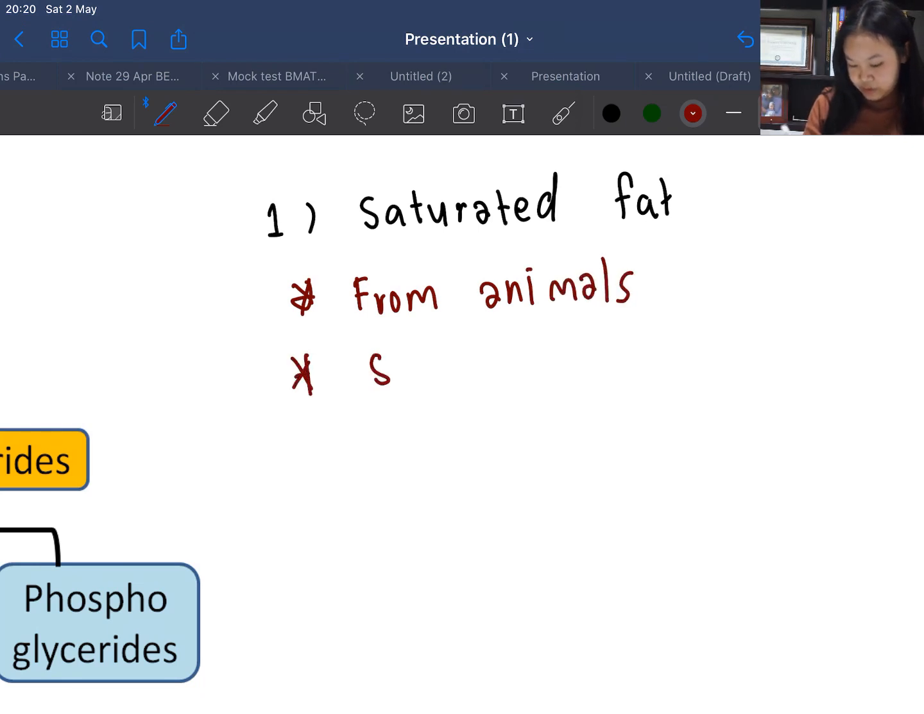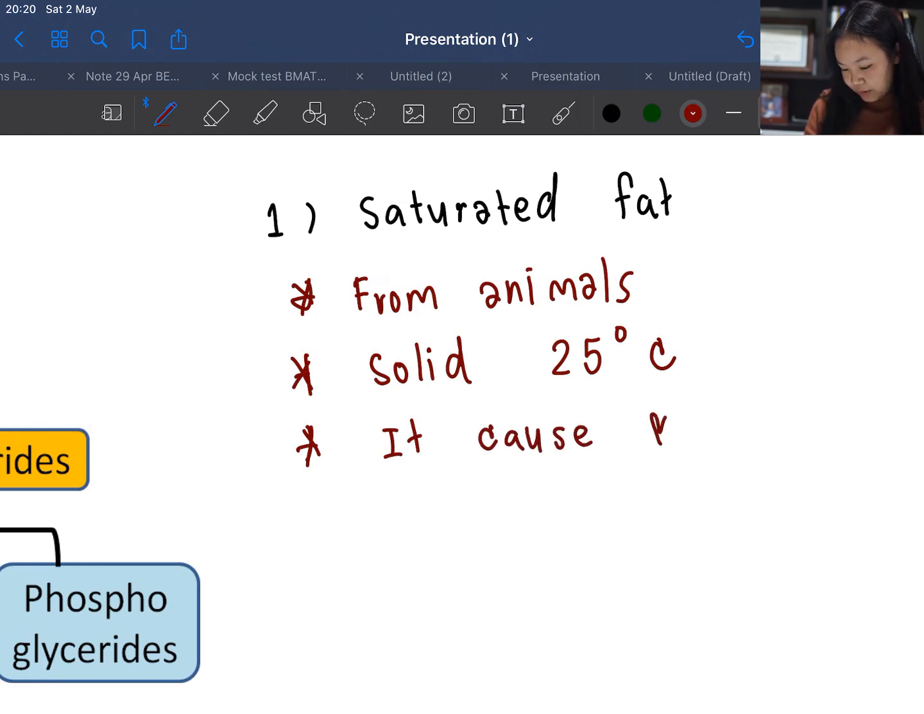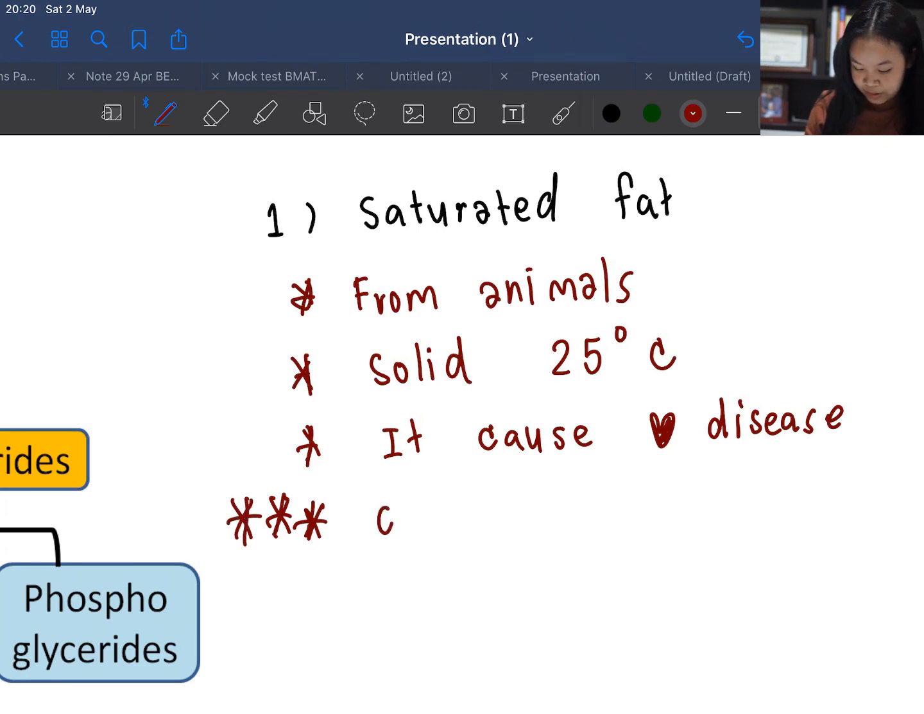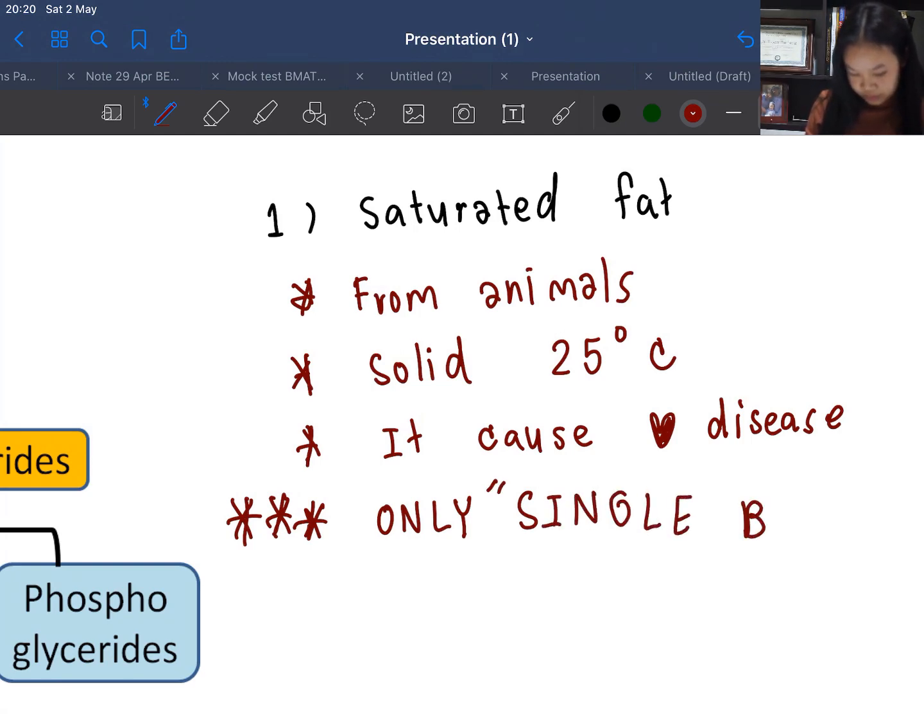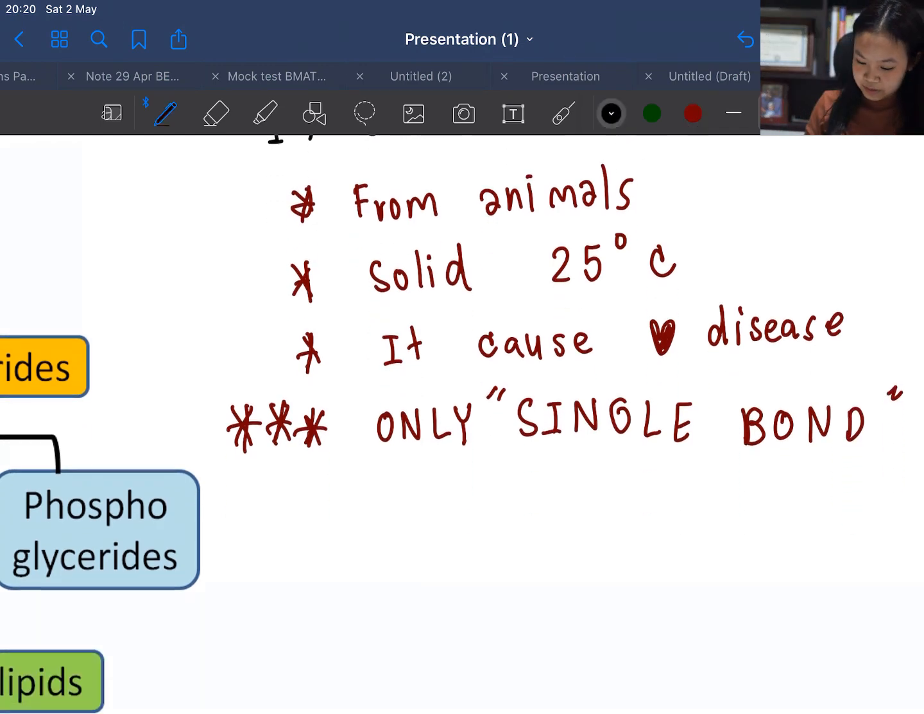It is a solid at room temperature, which is 25 degrees Celsius. It causes heart disease. And this one is very important that you must know: saturated fats have only single bonds between carbon atoms. I'm going to talk about it in just a minute. I'm going to talk through the unsaturated first.